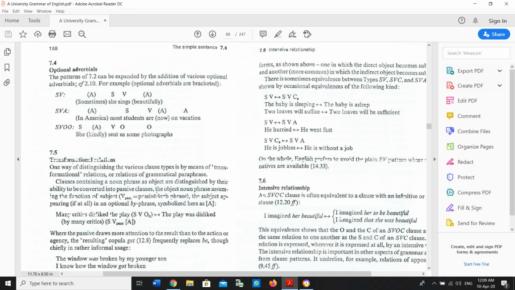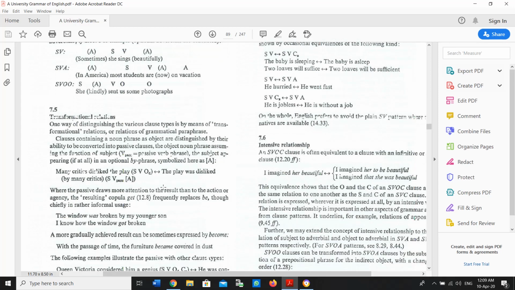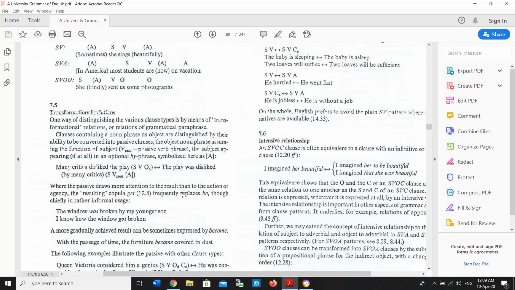Now, we will come to 7.5 transformational relations. One way of distinguishing the various clause types is by means of transformational relations. أو راح يعرف لكم شنو يعني transformational relations of grammatical paraphrase. واحدة من أنواع البارافريزنج هو passivization. من أنت شو راح تسوي؟ تحول إياها from active to passive. إذن هذا نوع من grammatical paraphrase.